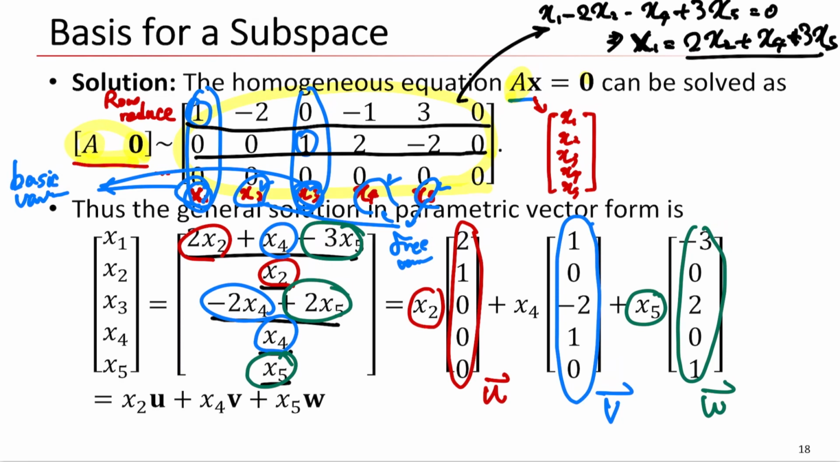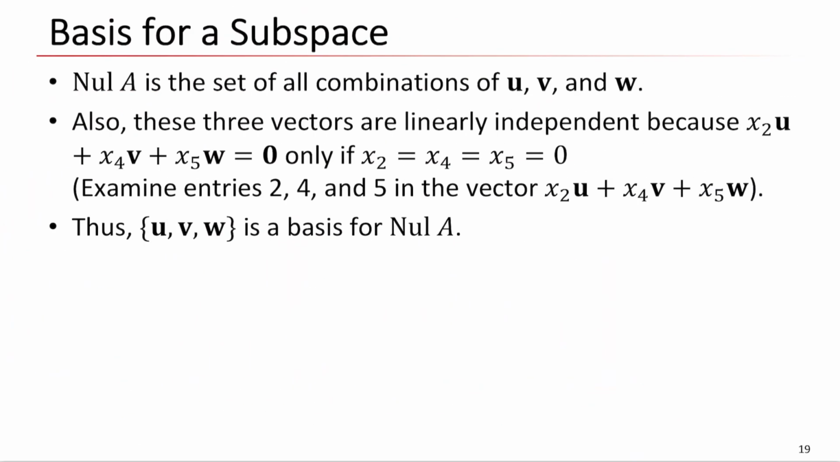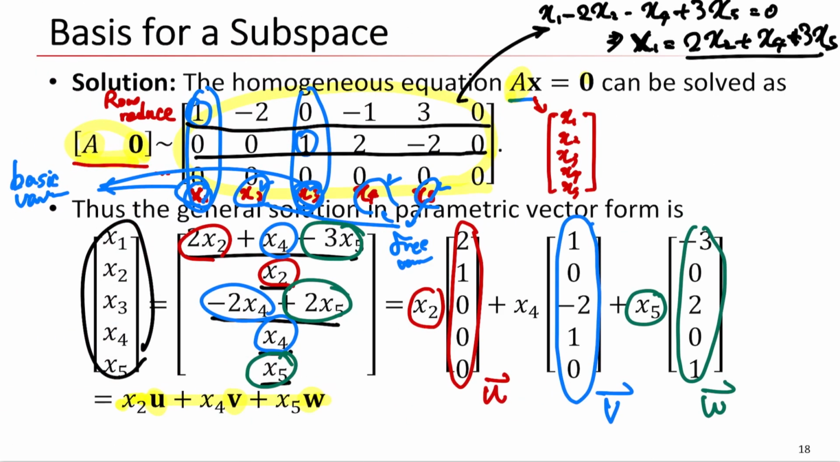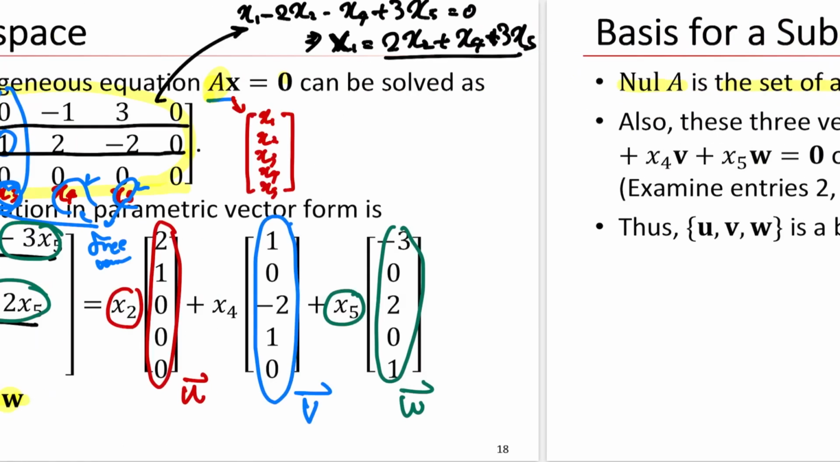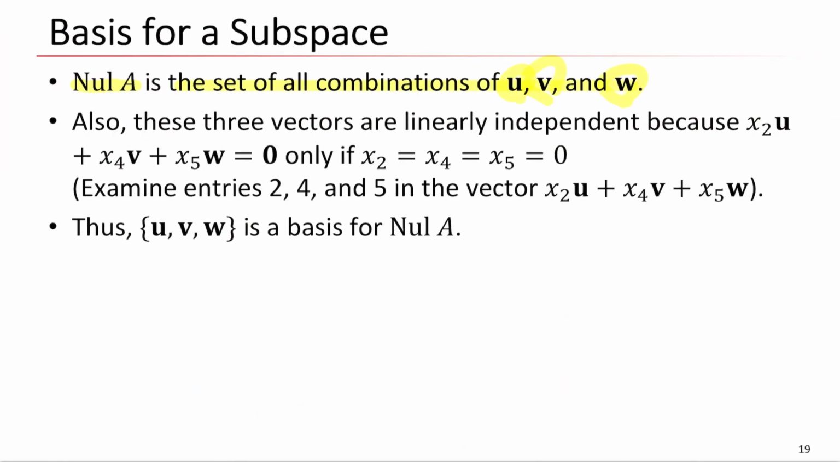Okay. So we can represent the solution x as a linear combination of the arbitrary vectors u, v, w, right? So this is a general solution in parametric vector form, right? Then null space A means the set of all possible solutions x, right? The null space A is the set of the whole combination of the u, v, w from here, right?